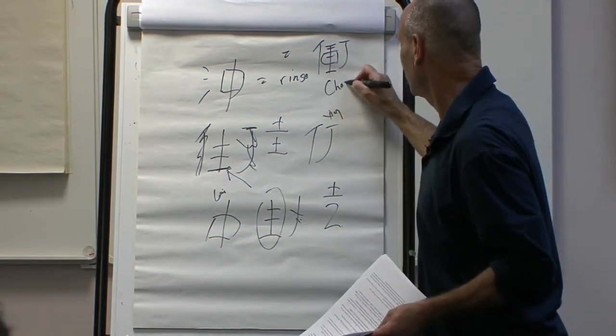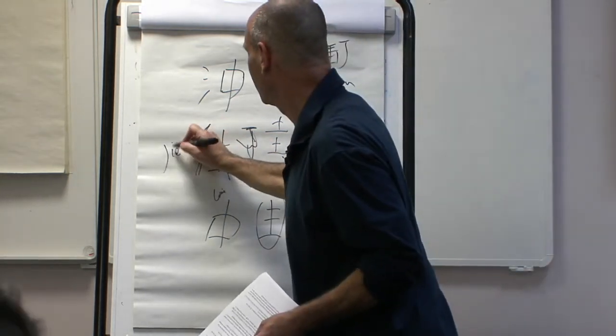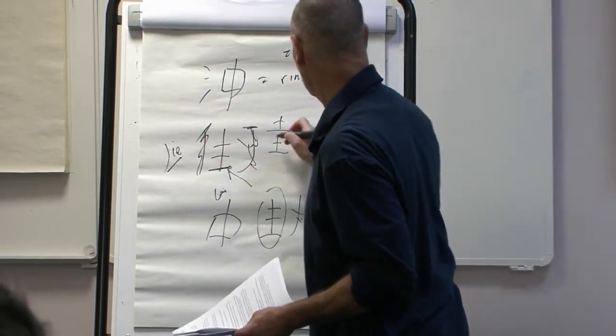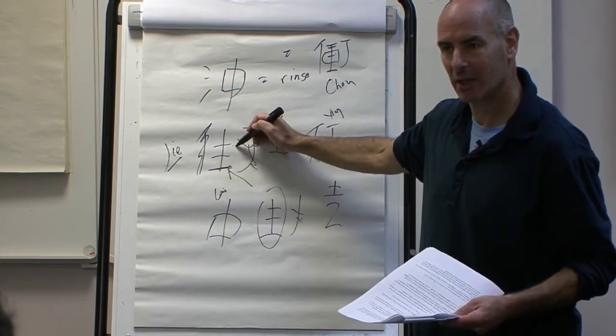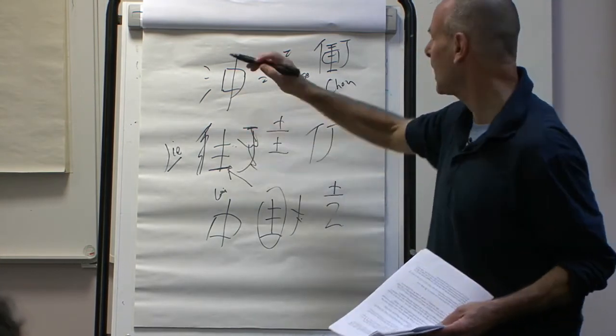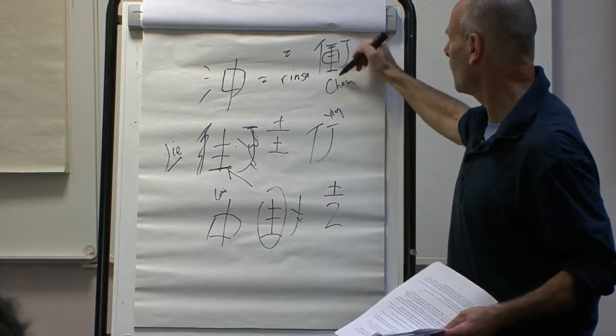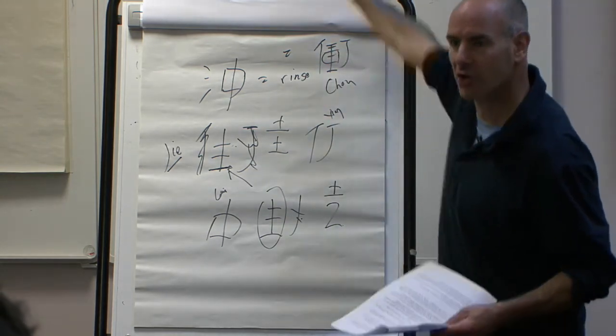This is chong, and this is jie. Sorry, this means street. Walking with authority is a street. This is walking with seriousness. This is to surge.